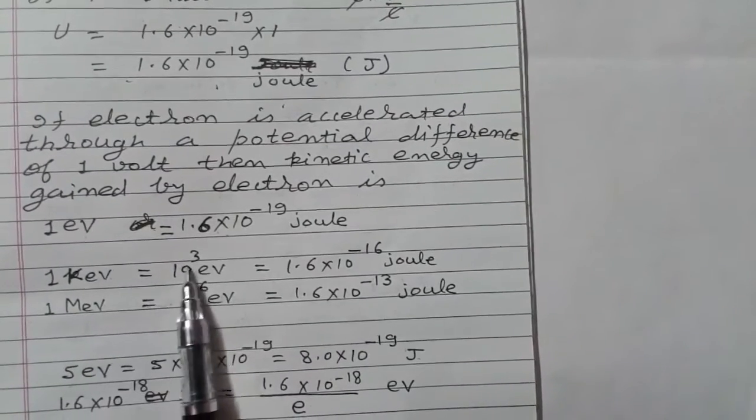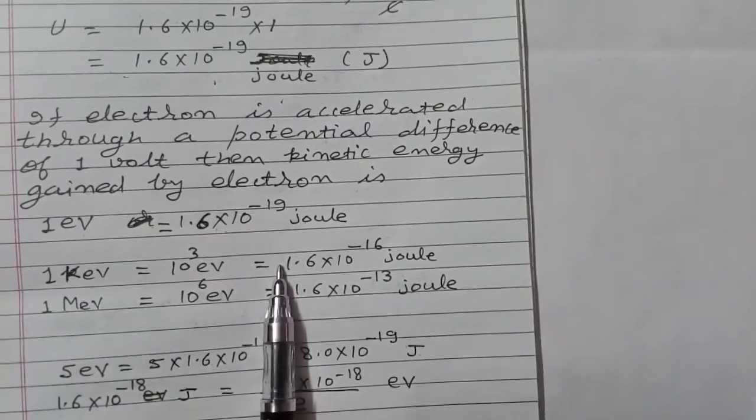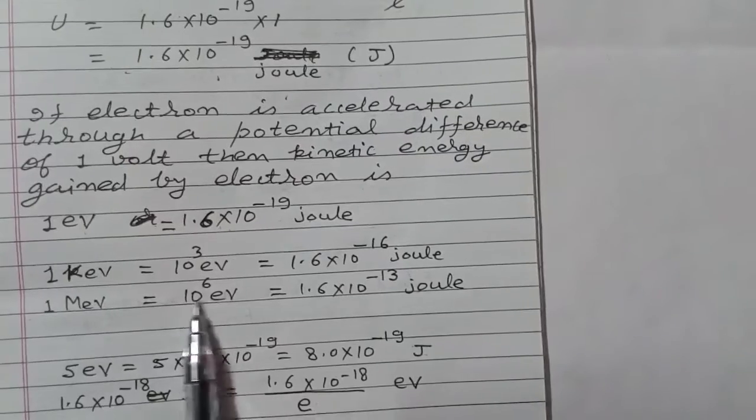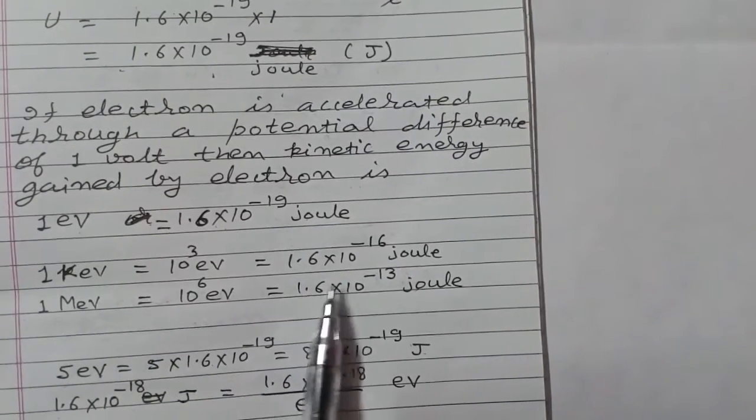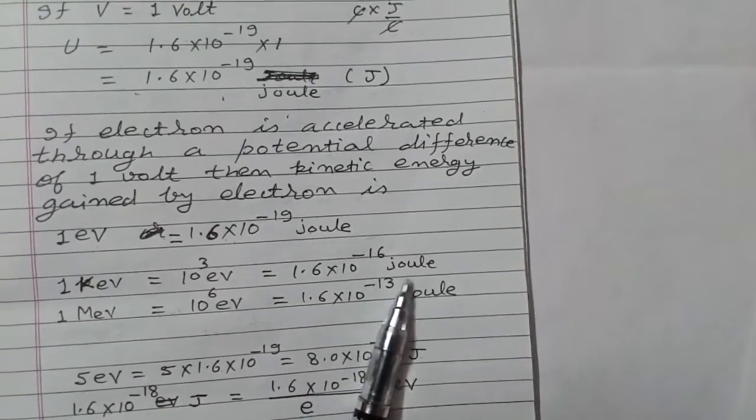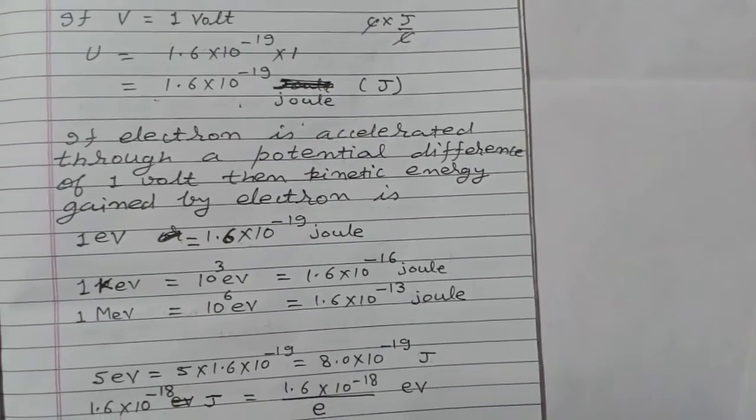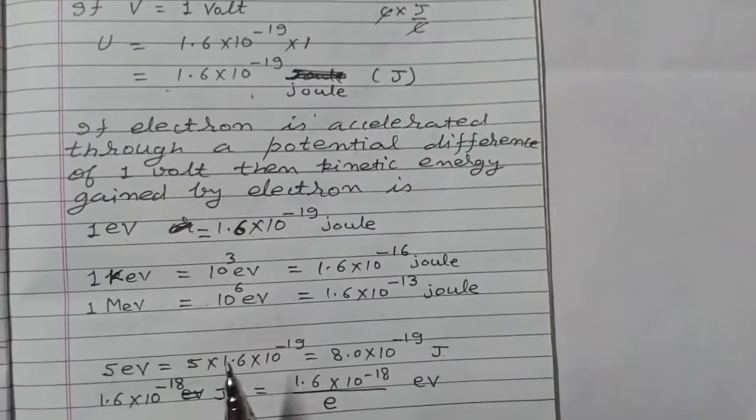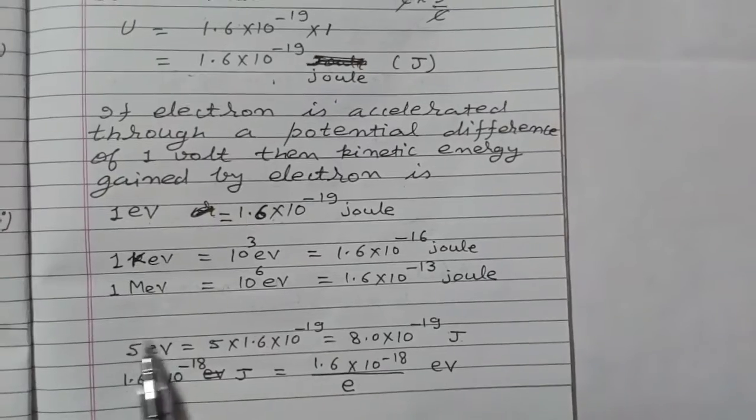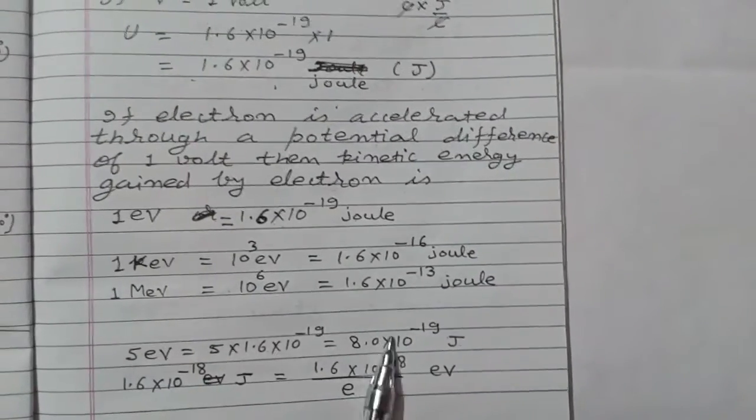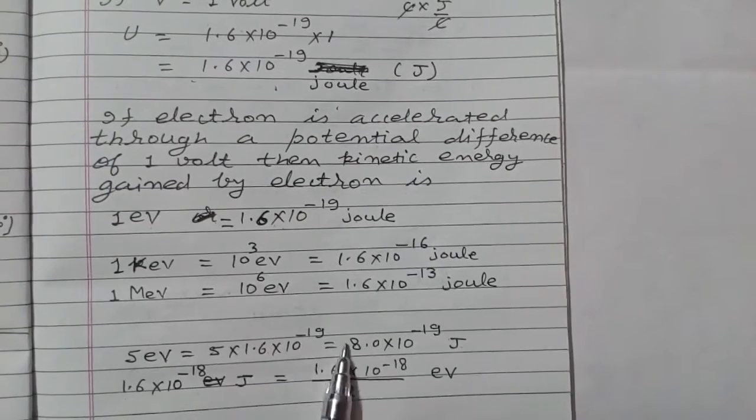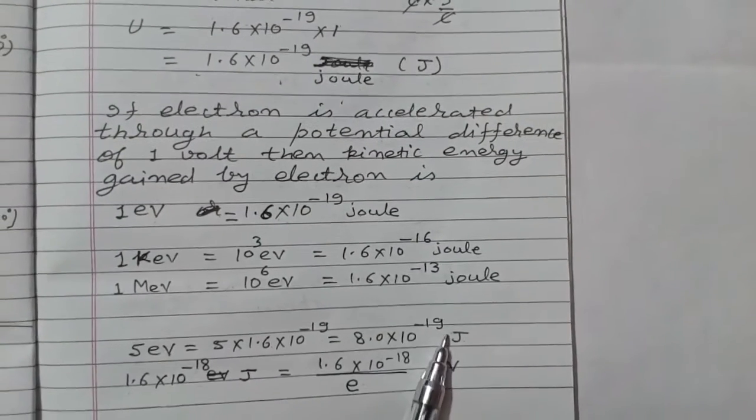1 kilo electron volt is equal to 10 power 3 electron volt or 1.6 into 10 power minus 16 joule. And 1 million electron volt is equal to 10 power 6 electron volt, which is equal to 1.6 into 10 to the power minus 13 joule. Now to convert electron volt into joule, we multiply by 1.6 into 10 to the power minus 19, that is charge of electron. For example, here this energy is written 5 electron volt. So its value in joule will be equal to 5 multiplied by 1.6 into 10 to the power minus 19, which is equal to 8 into 10 to the power minus 19 joule.